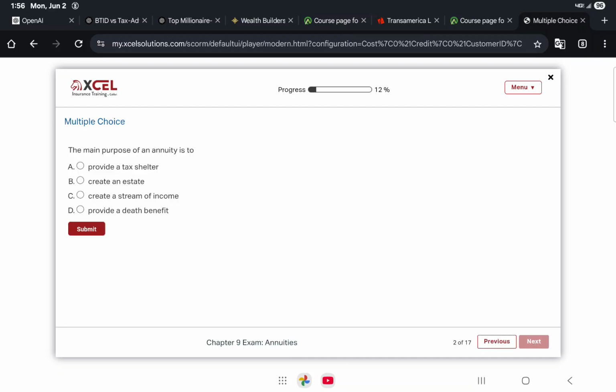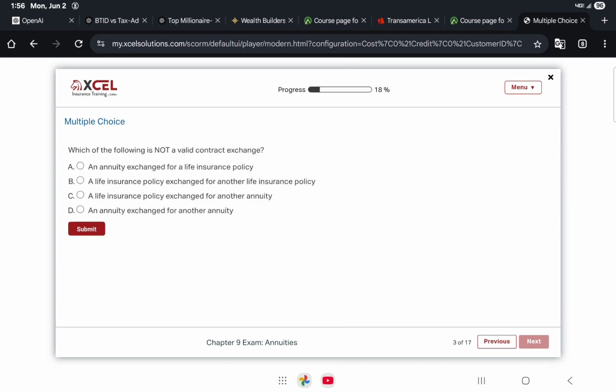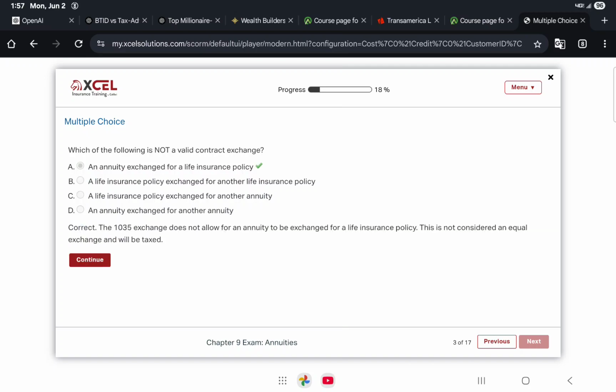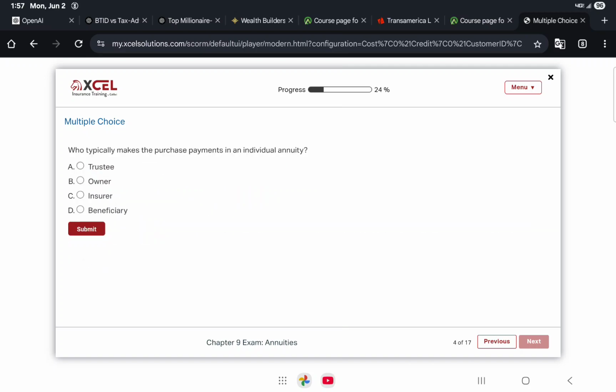The main purpose of an annuity is to create a stream of income. Alright, which of the following is not a valid contract exchange? You cannot go from a life insurance policy to an annuity, or you cannot go from an annuity to a life insurance. I'm going to say annuity to life insurance. You can't go from tax deferred to tax free and expect the same benefit.